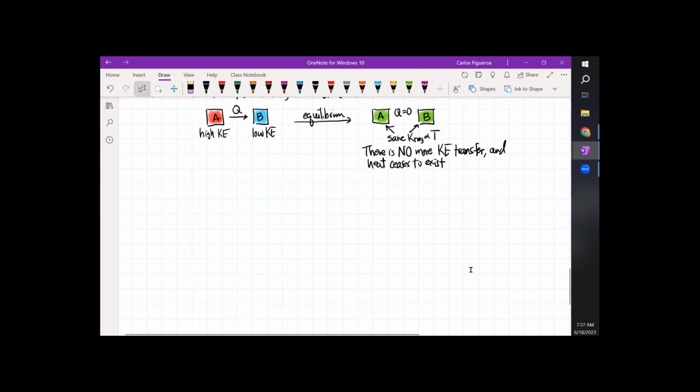So what I'm really saying here is that matter does not contain heat, but it does contain K micro. So I'm going to move this down just a tiny bit.